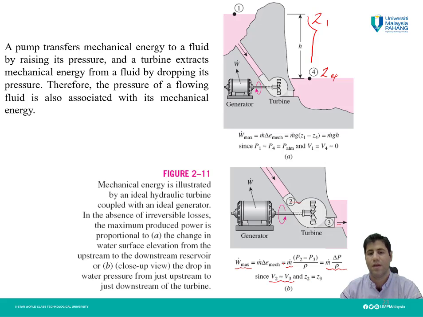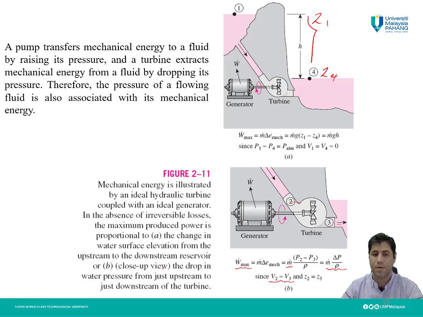The change in the mechanical energy in this system is due to the change in the pressure of the system. So mechanical energy is illustrated by an ideal hydraulic turbine coupled with an ideal generator. In the absence of irreversible losses, the maximum produced power is proportional to the change in the water surface elevation from the upstream to the downstream reservoir. In other words, the bigger H is, the more energy there is to convert to mechanical energy here.